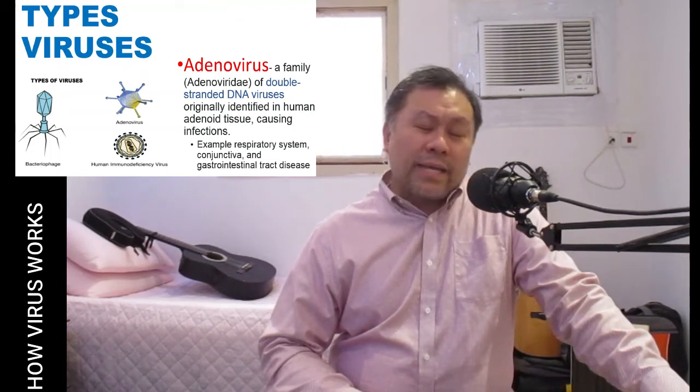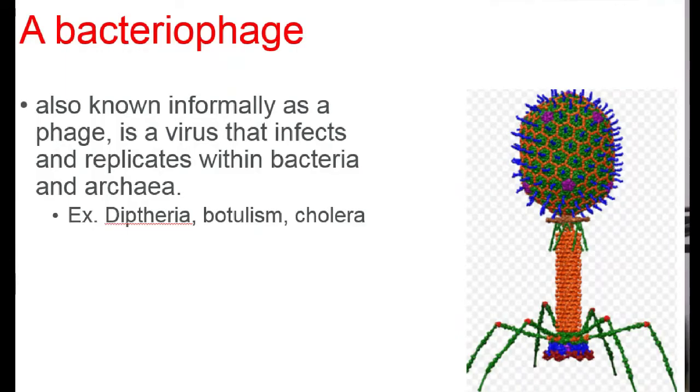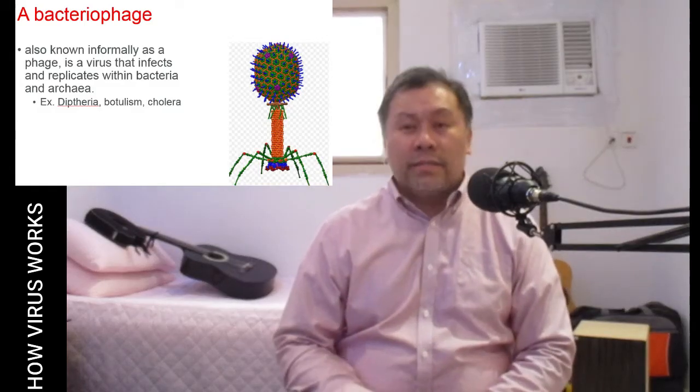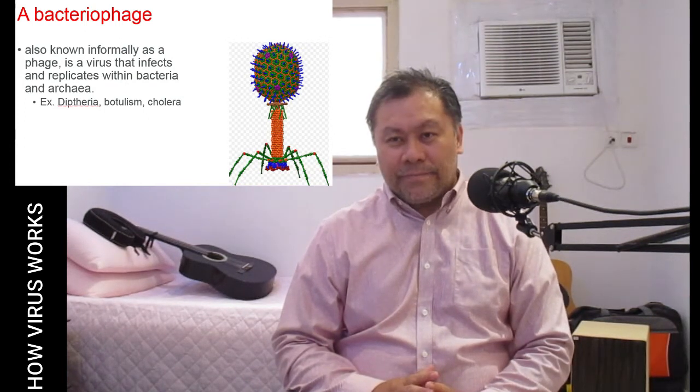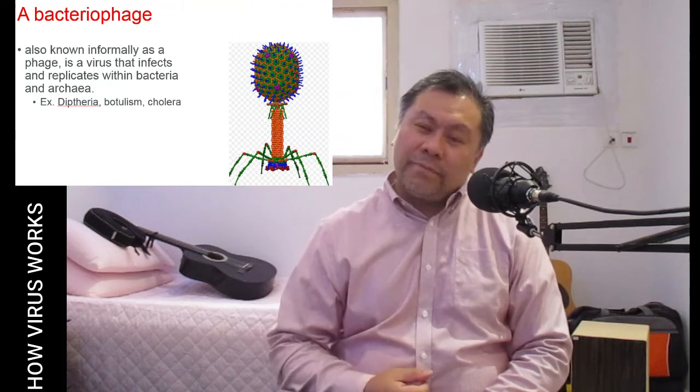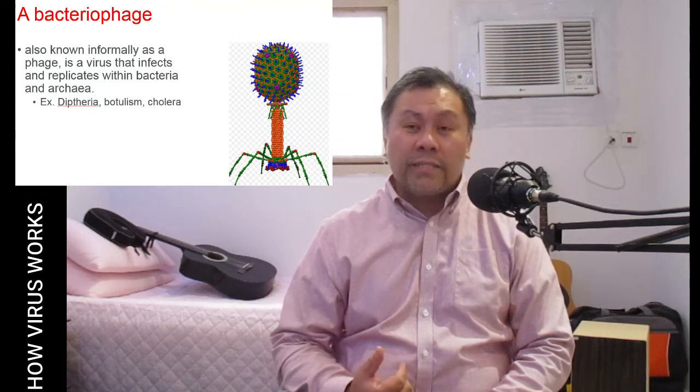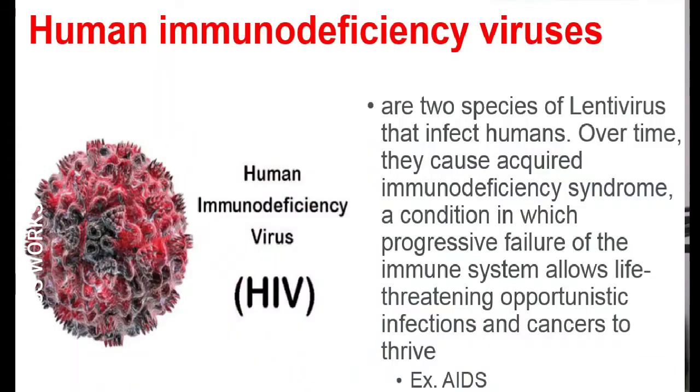Now we have the second type of virus, what we call a bacteriophage. This is also known informally as a phage. Now this is a virus that infects and replicates within bacteria and archaea. So, examples of diseases caused by this bacteriophage are diphtheria, botulism, and cholera. And then we have what we call human immunodeficiency viruses.